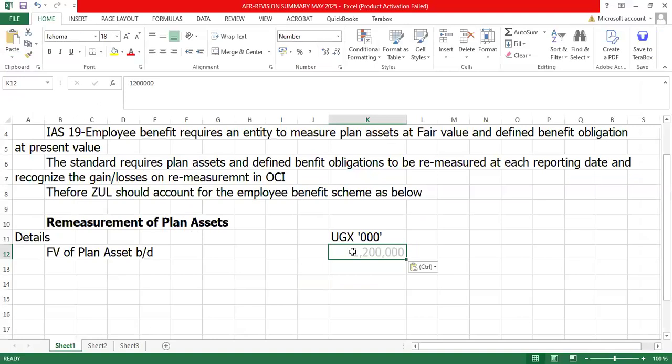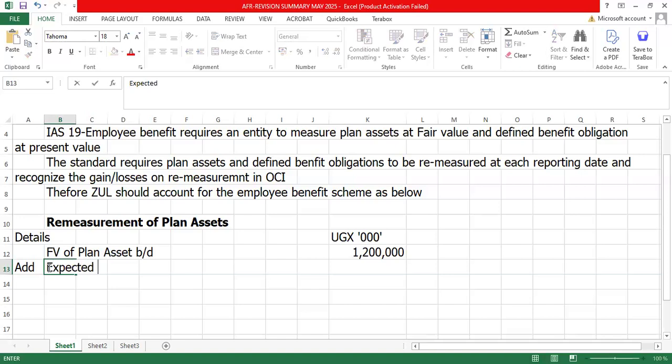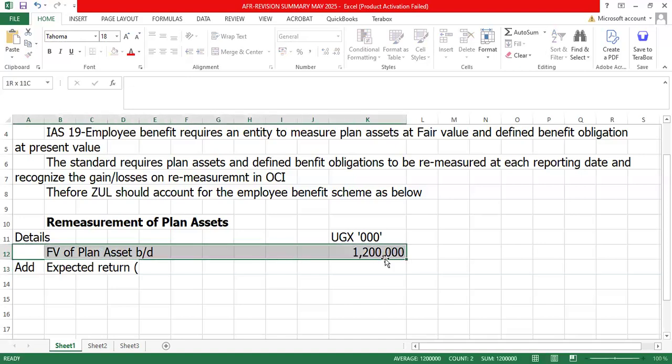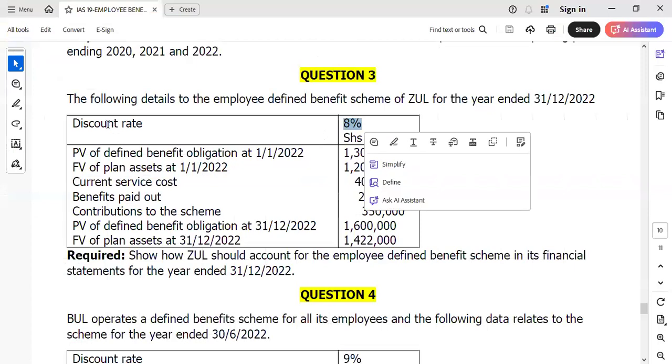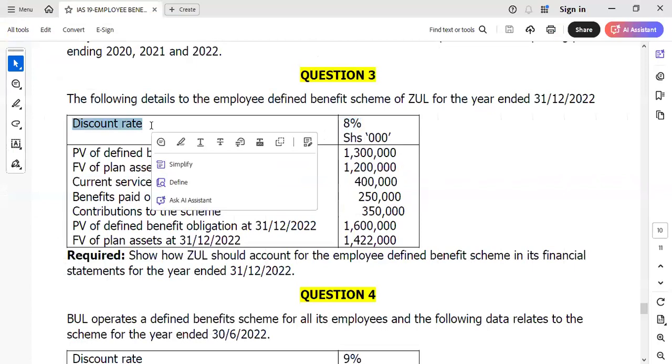We start with 1.2. Then you add the expected return. Of course, this money is already in the account, so it is earning some money. Are we given the cost of capital in the question? 8%, the discount rate. If they don't clearly say it is a discount rate, they will give you the treasury bill rate, the interest on government securities, and that is what you use.